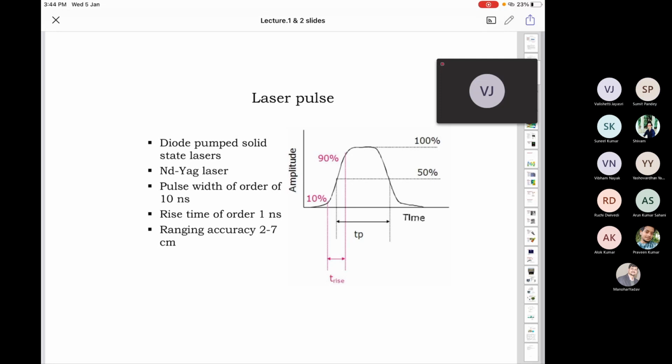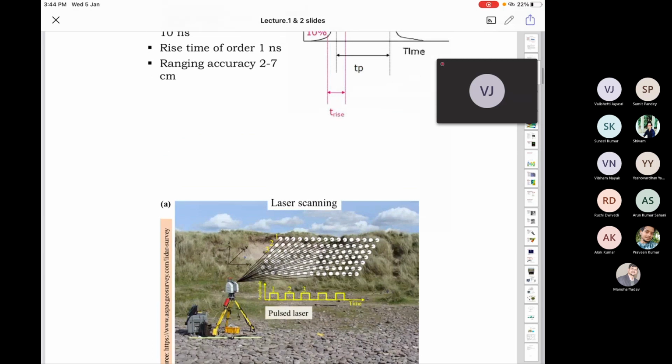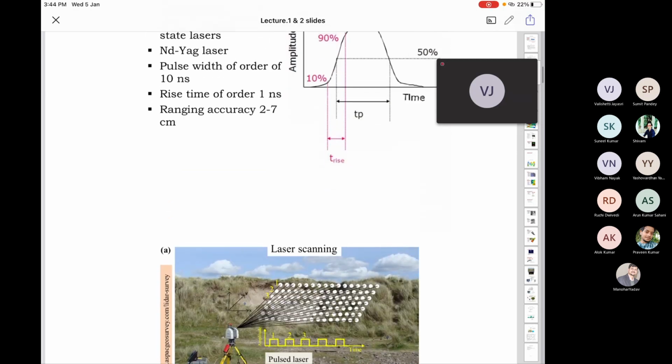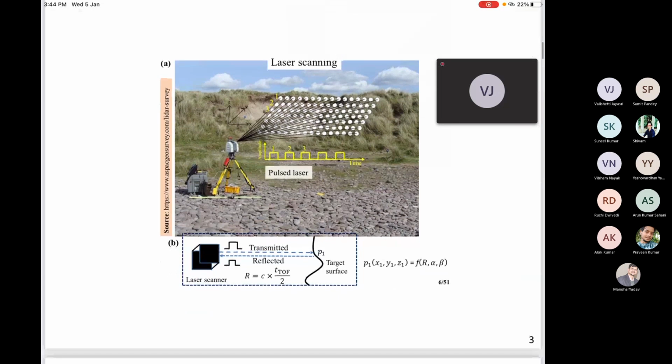So the ranging accuracy we get is 2 to 7 centimeter. Could you try to figure out on which parameters this ranging accuracy of 2 to 7 centimeter depends? Just keep that in mind. That point I will clarify over here.